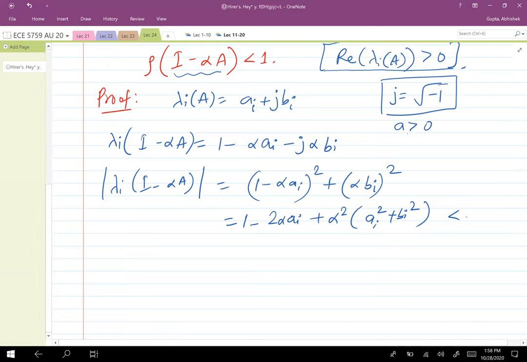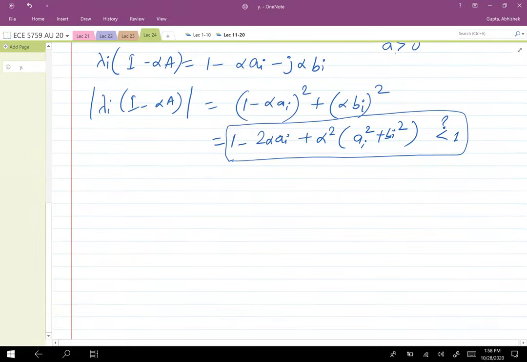When will this be less than 1? Under what conditions would this be less than 1? Remember, I need to pick alpha. So let's try to see under what conditions this would be less than 1. I'm going to do some reverse engineering now in order to compute the range of alpha under which this is less than 1.